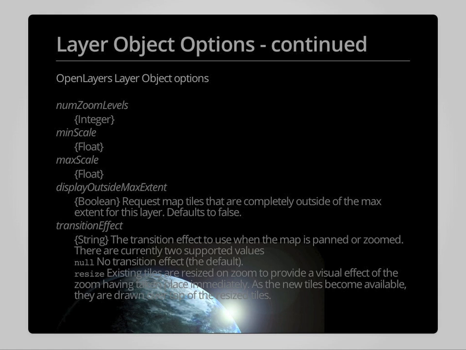Just as at the map level, you can also specify a number of zoom levels for an individual layer object. And this, along the lines of the min and max scale options, allows you to define values that will basically trigger whether or not a particular layer will be requested and displayed based on what the current zoom level is, whether it is within or outside the range of the number of zoom levels defined, and the minimum and maximum scale defined for the layer.